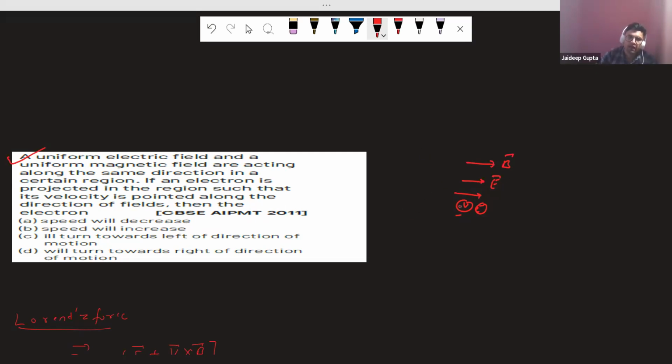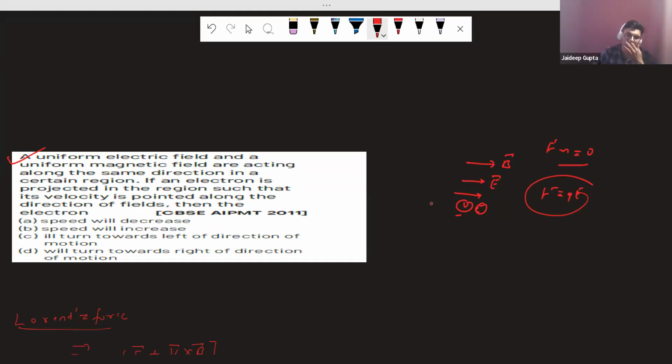Look, as I told you, if a particle moves parallel to the magnetic field, then it does not experience magnetic force. So the magnetic force will be zero. But if a charged particle moves in an electric field, it experiences an electric force, that is F equals qE. So there are two fields, both in the same direction, and the particle is projected in the same direction. Now, it doesn't experience any magnetic force, but there is an electric field also, so it will experience an electric force.